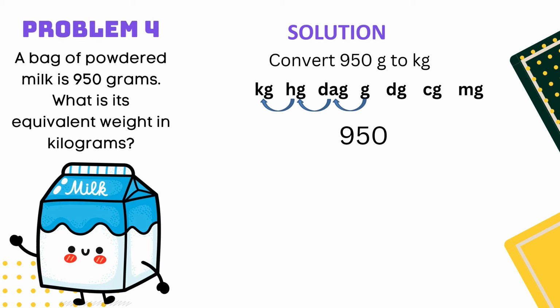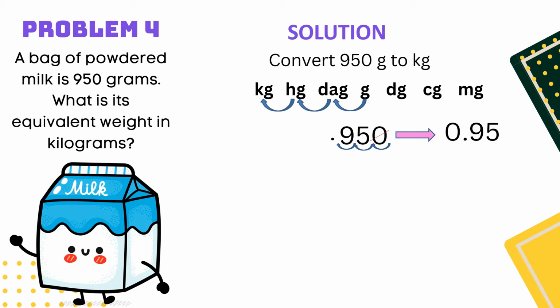So from 950, we're going to locate the decimal point of 950, which is found at the rightmost. We're going to move the decimal point 3 places to the left. So we have 1, 2, 3. And we're going to put the decimal point. So we can cancel the 0 because this is an insignificant 0.